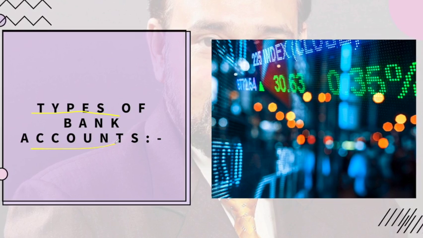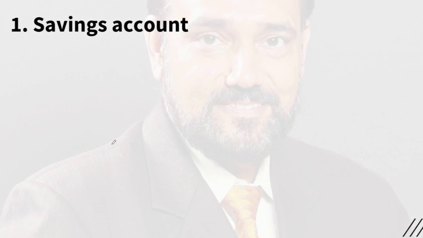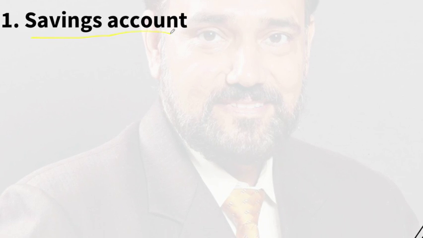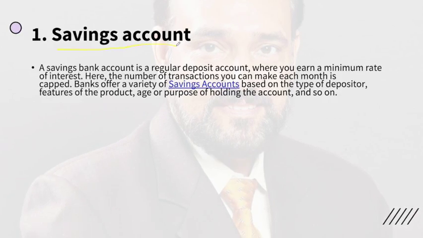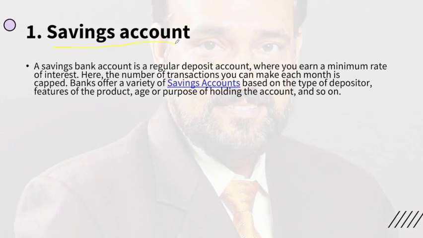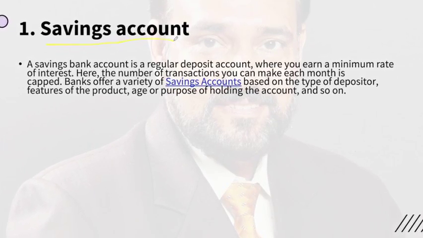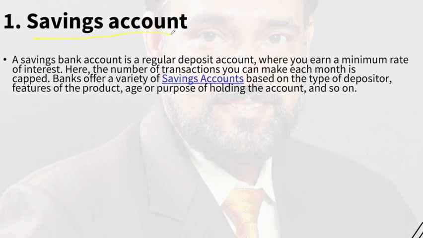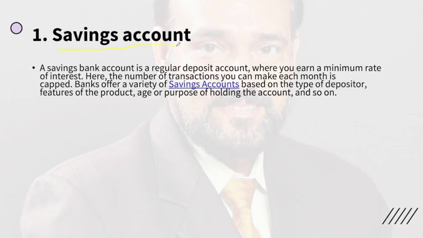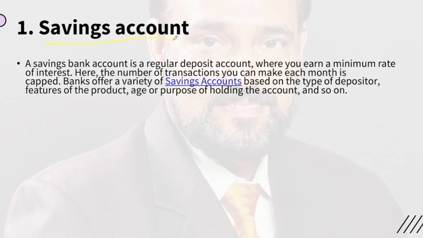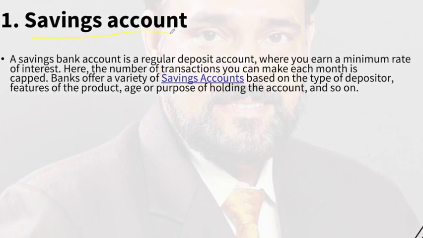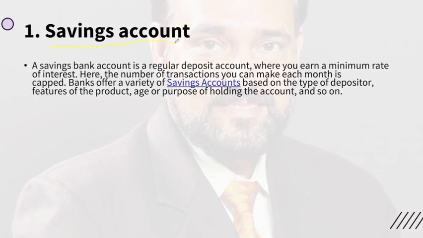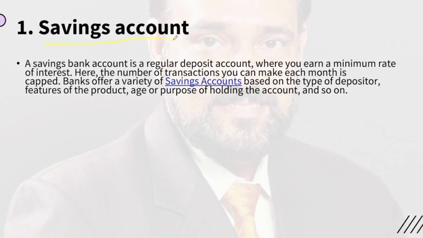As per your syllabus, the different types of bank accounts which we have to discuss is, one, savings account. See, this account is to encourage small savings. The bank pays interest on this account which is less than that of a fixed deposit account or recurring deposit. The money deposited in this account is known as demand liability of the bank. And you must know that the bank offers a variety of savings accounts based on the type of depositor.